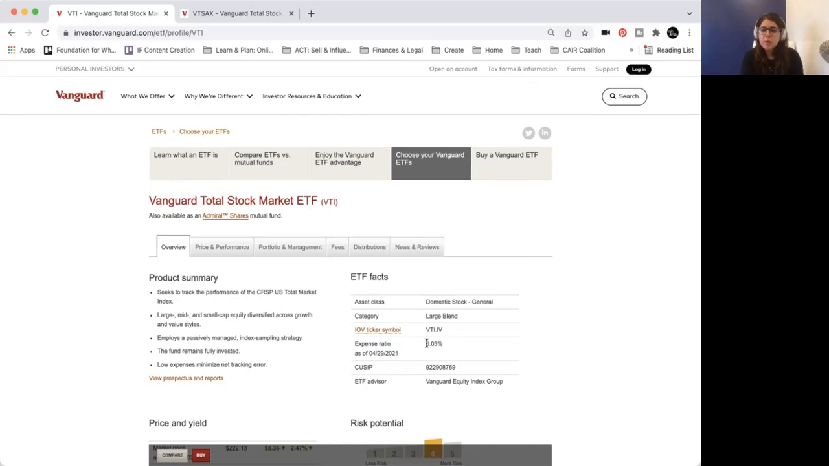So this rate, 0.03, which is the current expense ratio for VTI, is extremely low. It's pretty hard to get lower than that. You may see something like 0.02 in some places, but this is an incredibly competitive low fee. This is one of the reasons why Vanguard is a great place to invest, because they have really low fees.